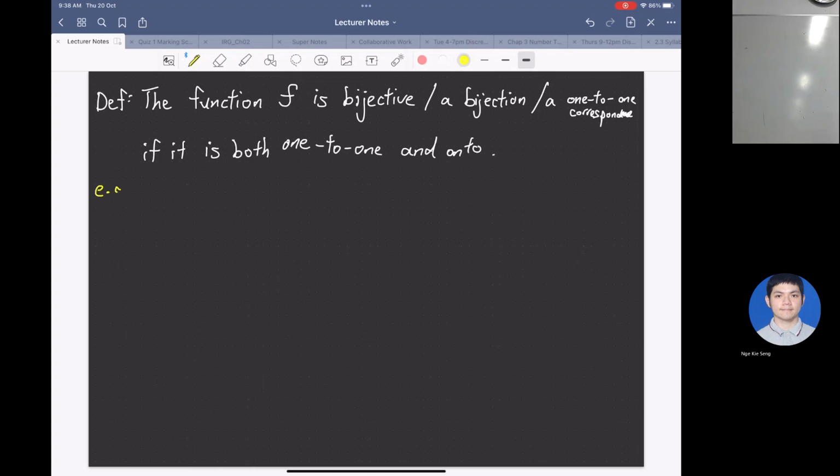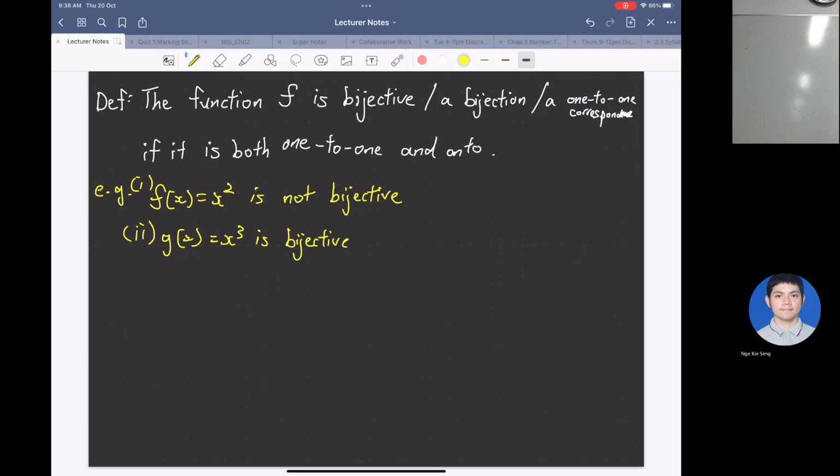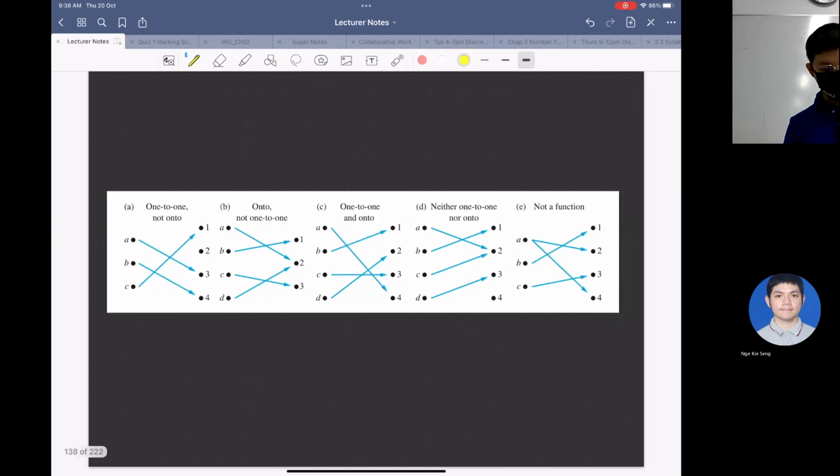So for example, f(x) equal to x squared is not bijective because it is not one-to-one. It is also not onto. But g(x), the x cubed function, is bijective because it's both one-to-one and onto. Okay, so in summary, we can look at this example here.